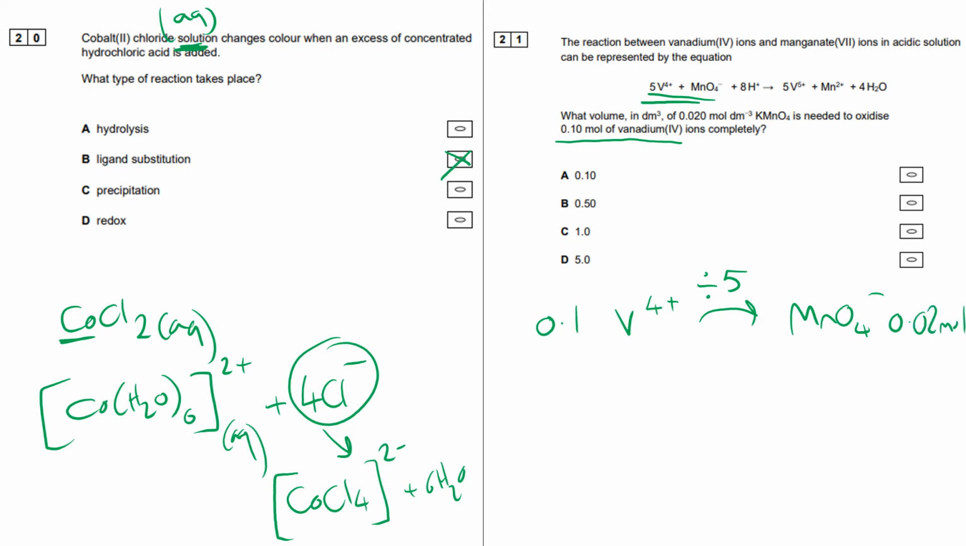What volume of manganate is needed? Well, to work out the volume of manganate, you do moles divided by concentration. So 0.02 moles divided by the concentration, which tells us in the question, which is also 0.02. So that's going to give us a volume of 1. If the volume is 1, then that means in decimeters cubed, answer C is correct.